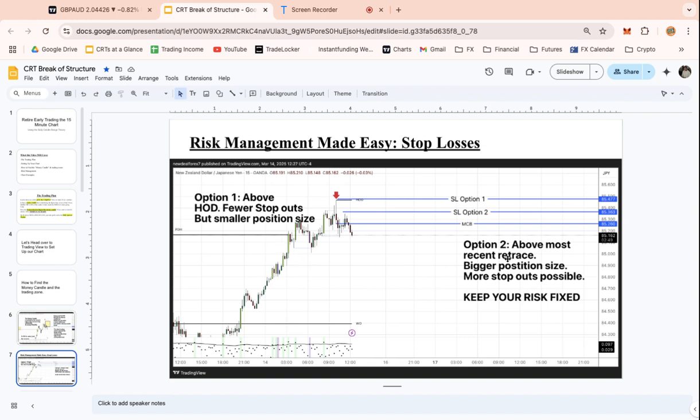Now, your next option is going to be above, in this case, because you're going short, a recent retrace. So you see here where it says SL option 2. See how price retraced just a little bit and then started going down? You could put a stop loss right there. The benefit of that is that it's going to allow you to have a bigger position size because your stop loss is going to be smaller. But you could get stopped out more often because it is possible that price could go back up to near the money candle and then reverse.